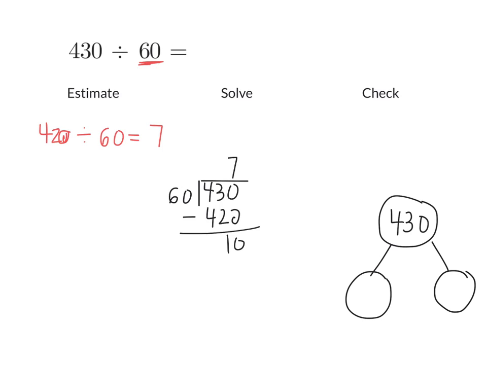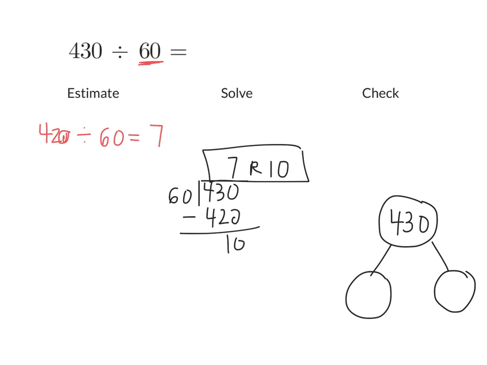How do we know that that's a remainder? Well, because it's smaller than the divisor. 10 is less than 60, so unless we add a decimal point and go into the tenths and hundredths and thousandths place, which we're not going to do right now, we know that's a remainder. So here's how you write your answer. It would be 7, capital R, which stands for remainder, 10, and that would be your answer.